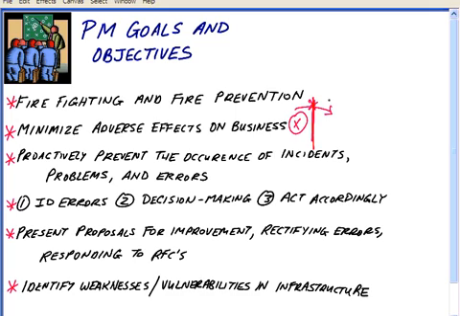So a large percentage of time should be spent proactively preventing the occurrence of incidents, the occurrence of problems, and the occurrence of errors. A typical process the problem manager or the PM team would go through is a three-step process. First of all, identify the errors, identify the problems. Then go through a decision-making process.